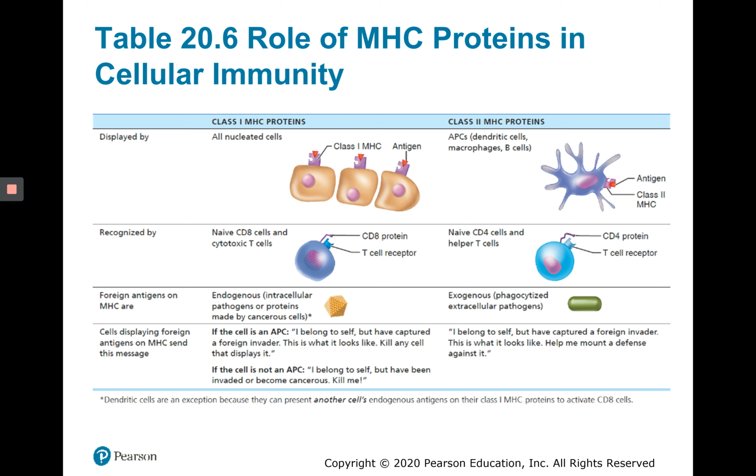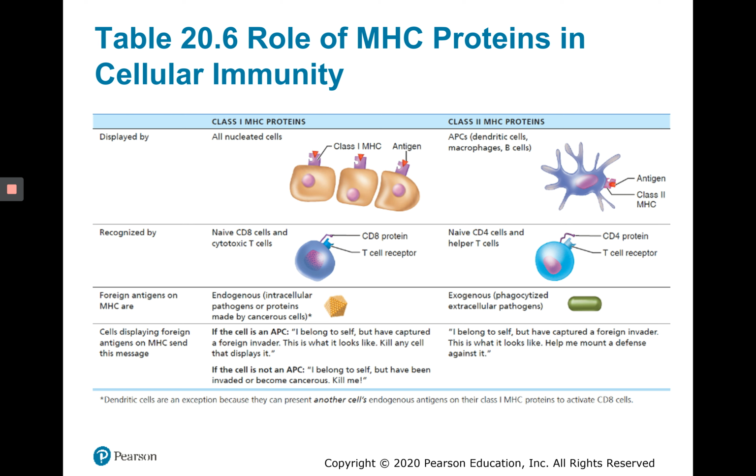MHC1 proteins are recognized by naive CD8 cells and cytotoxic T cells, whereas the class 2 MHC proteins are recognized by naive CD4 cells and the helper T cells. MHC class 1 proteins are looking at or for endogenous pathogens or proteins, which could be made by cancerous cells. So that's the type of protein that you would have on an MHC class 1 protein, whereas in the MHC class 2 proteins, we'd be looking at exogenous or phagocytosed extracellular pathogens sitting in the divot of the MHC protein chair.